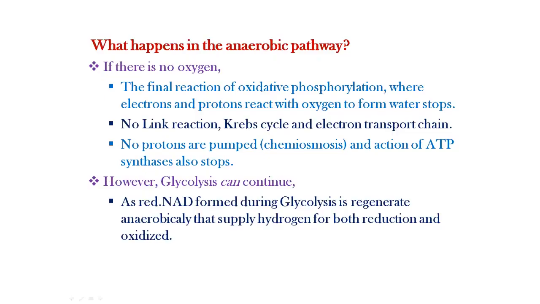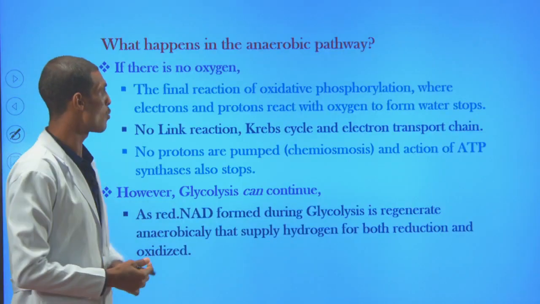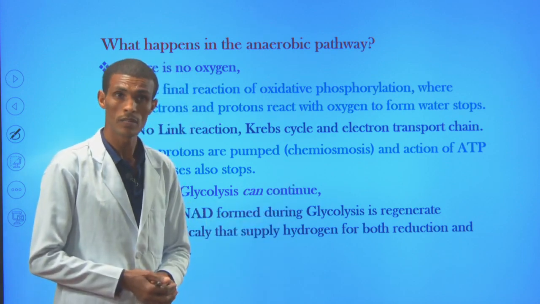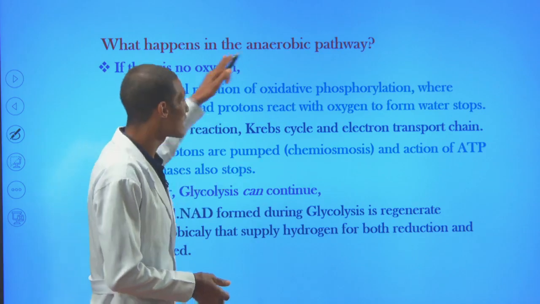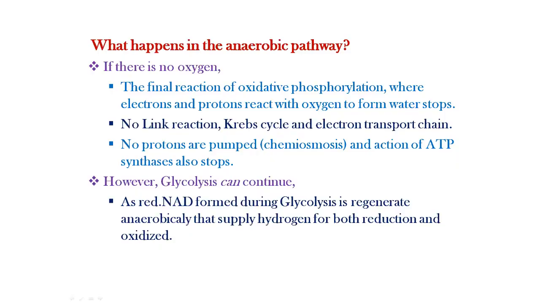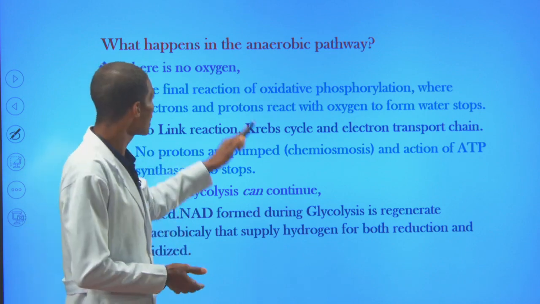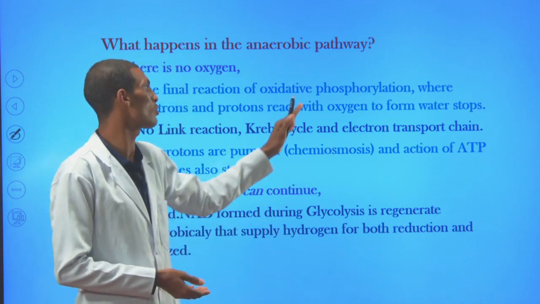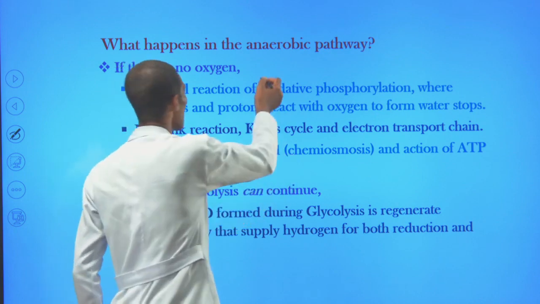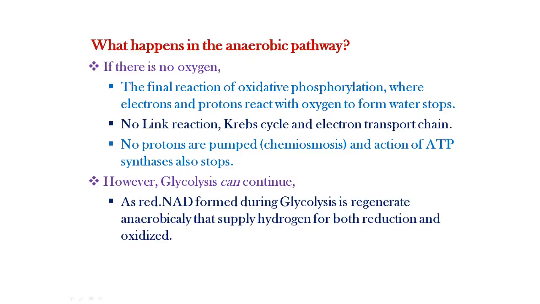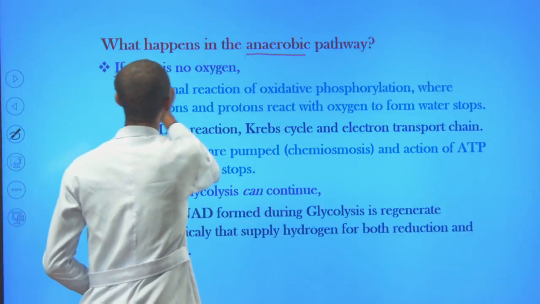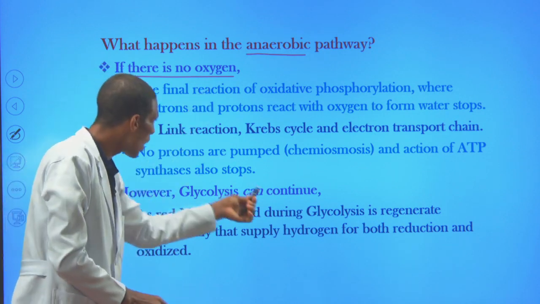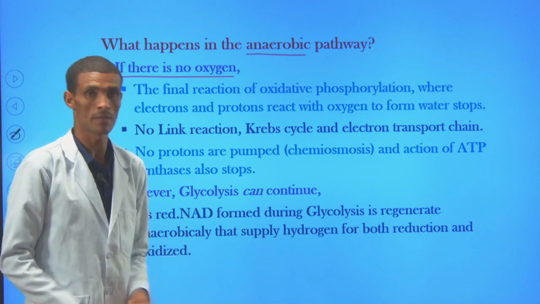The whole steps halt, which means there is no proton pump system. There is no action of ATP synthase at all. So the cell develops another technique to generate its ATP or energy. If there is no Krebs cycle, no link reaction, and no chemiosmosis in the electron transport chain, the cell continues generating energy anaerobically. Absence of oxygen does not mean there is no generation of energy. There is another technique by which they can produce their ATP.